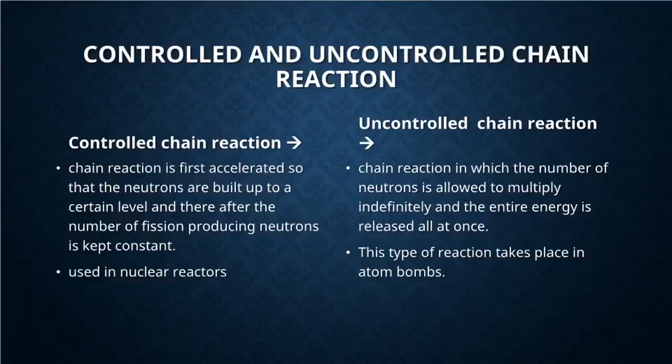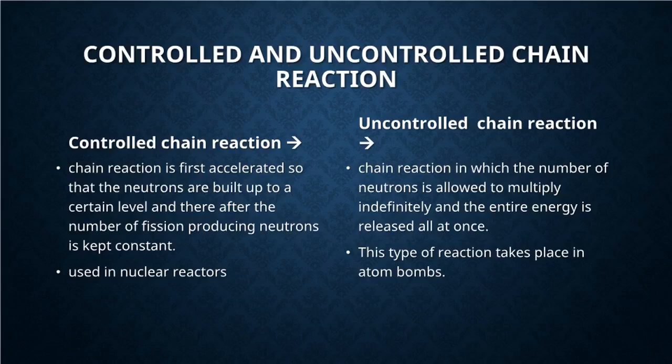There are 2 types of chain reaction. In one, the chain reaction is first accelerated so that the neutrons are built up to a certain level, and thereafter the number of fission-producing neutrons is kept constant. This is controlled chain reaction. Such a controlled chain reaction is used in nuclear reactors.